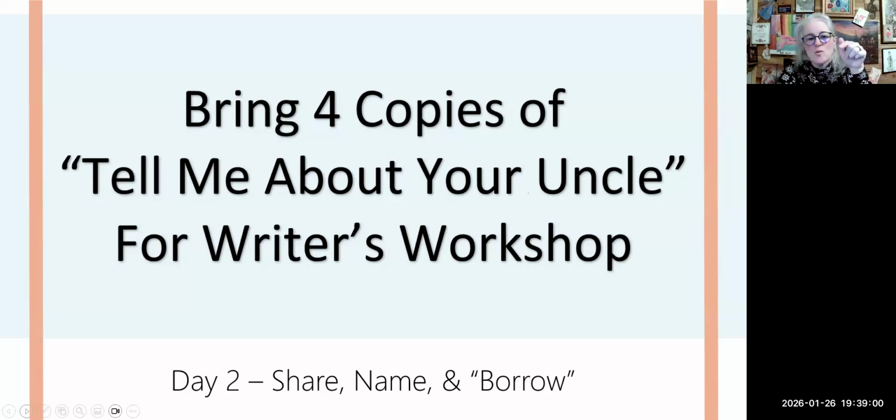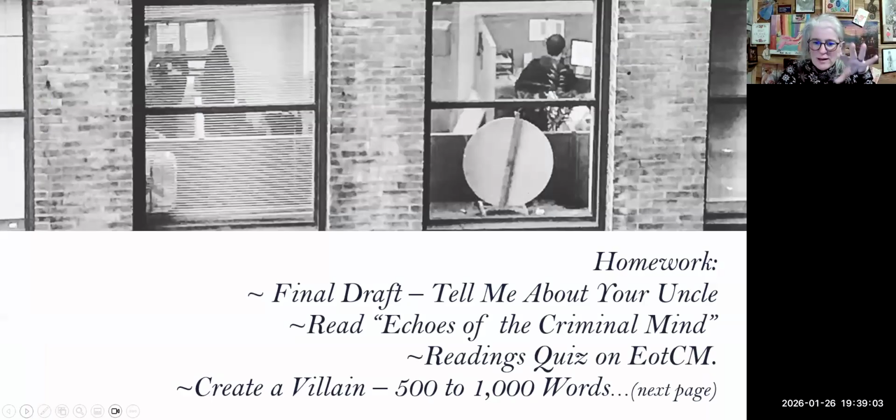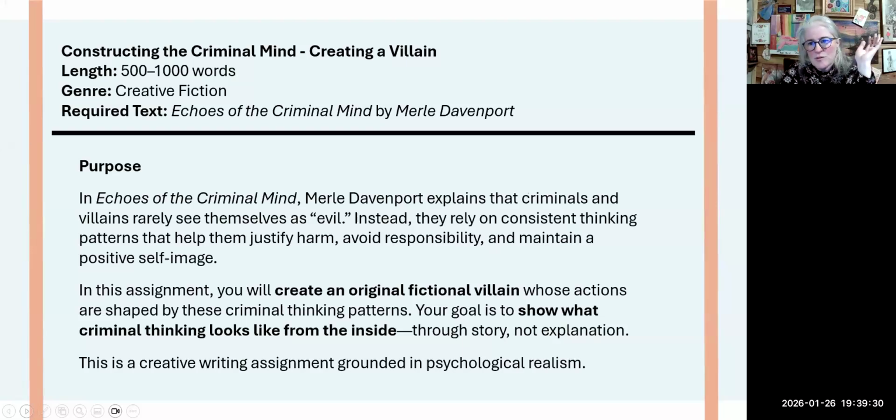And then we'll begin talking more about the writing assignment for this weekend. What's due is a final draft for homework of Tell Me About Your Uncle after the peer review. And then you need to be reading that book. There is a quiz on the book. I think I may not have gotten it written. If it's not there, don't do it. But I think I got it written. Honestly, I don't know right now. And then our writing assignment is to create a villain, 500 to 1,000 words. If you need to go over that a little bit, I'm not going to get mad at you. So, wink, wink on that one, right?